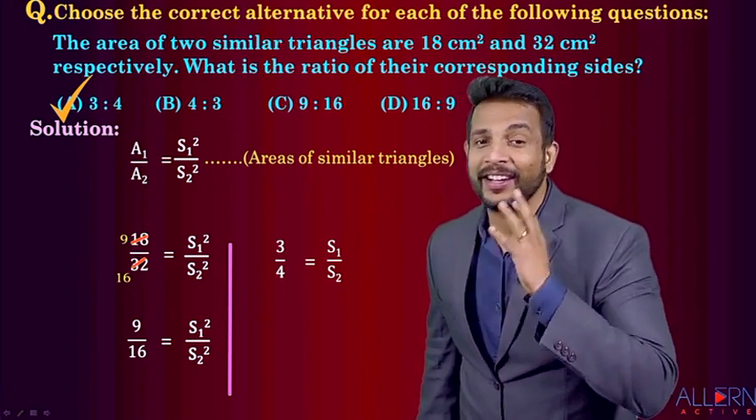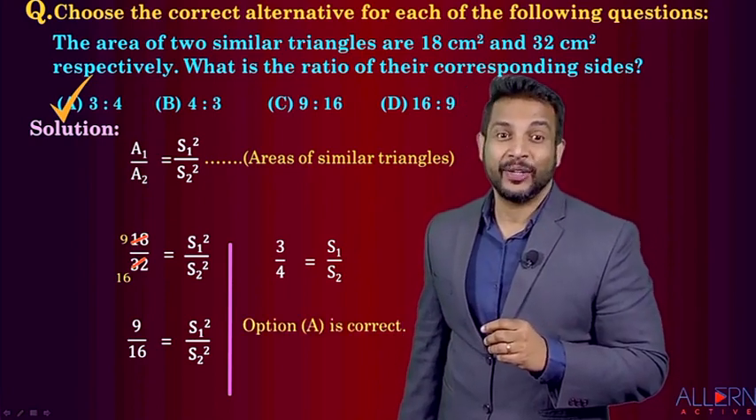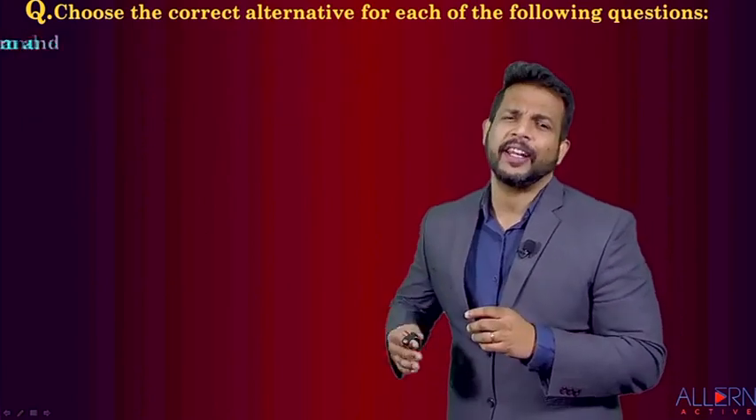And that means our option number A, that is the correct one. So easy the sums are, right? Let's see the next one.